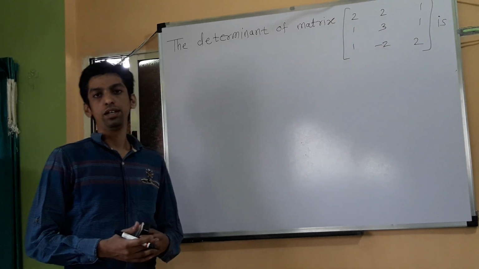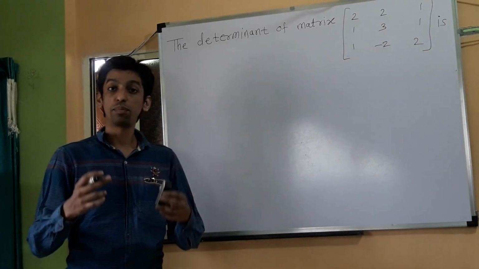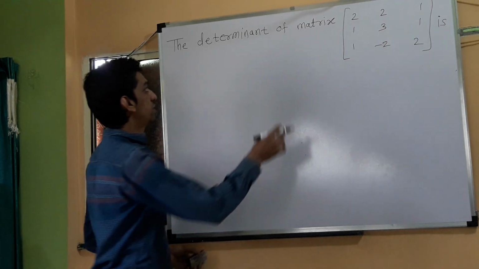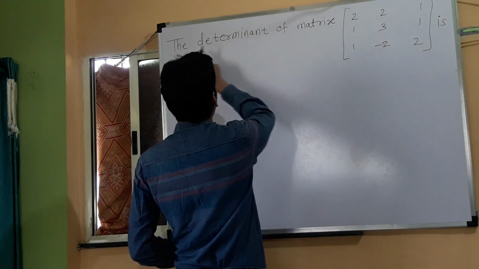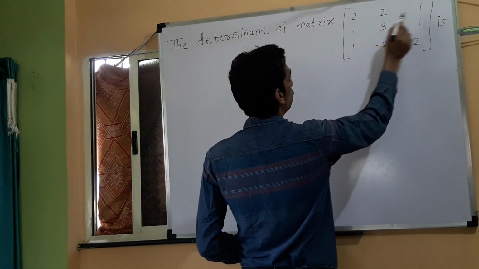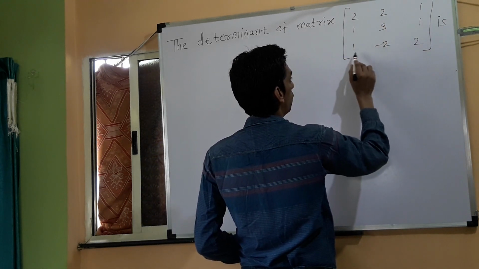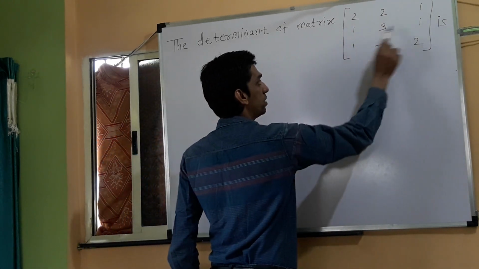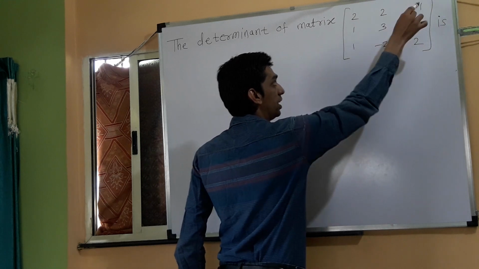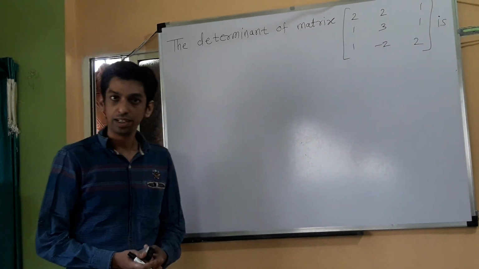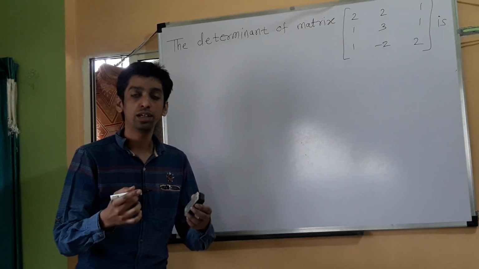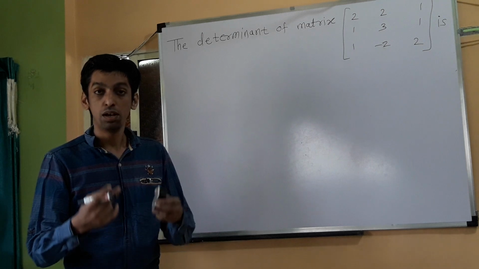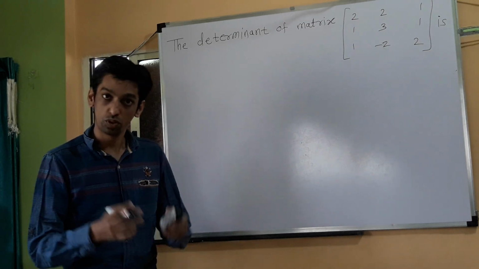Today we are going to see how we can find out the determinant of any 3 by 3 matrix. So let us proceed. The example is the determinant of the matrix 2 2 1, 1 3 1, 1 minus 2 2. There are 3 rows and 3 columns, so it is a 3 by 3 matrix. Today we are going to see how we can find the determinant of any 3 by 3 matrix by using a shortcut method. So let us proceed.